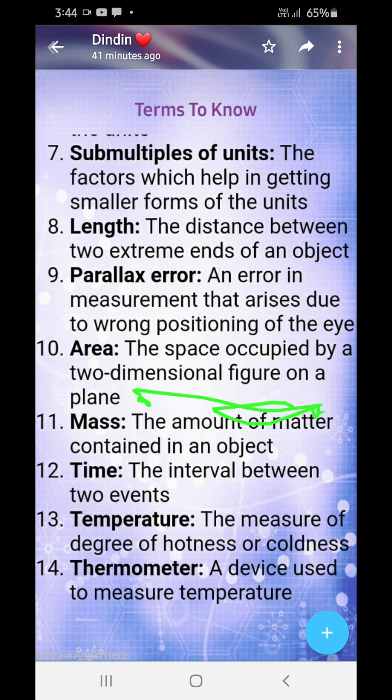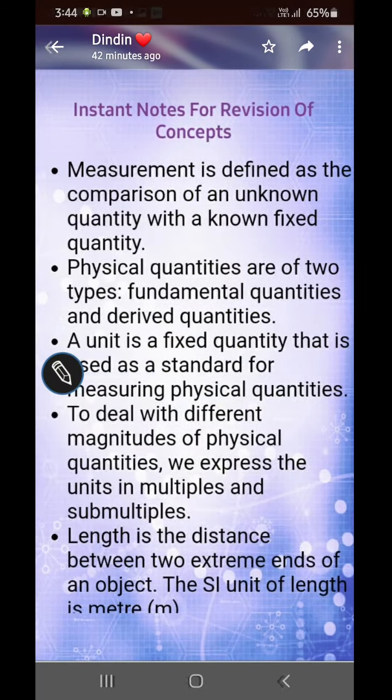Area, the space occupied by a two-dimensional figure on a plane space. Mass, the amount of matter contained in an object. You all know that. Time, the interval between two events. Temperature, the measure of degree of hotness or coldness. Thermometer, device to measure temperature. I do not have to explain anything.